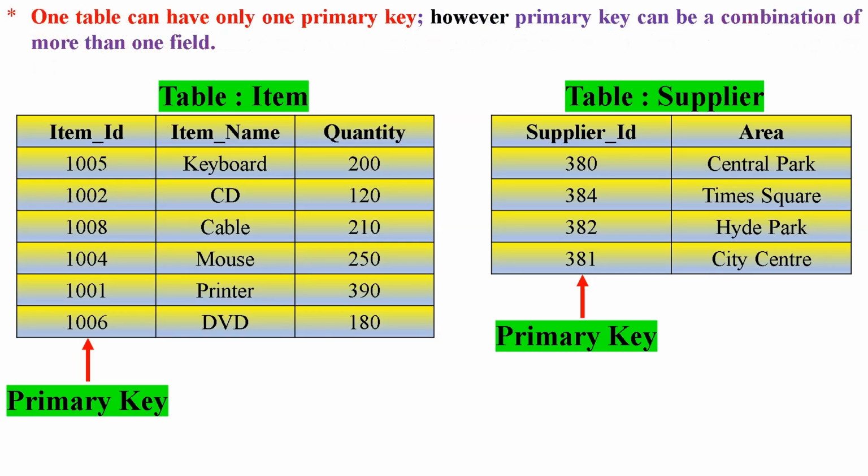One table can have only one primary key. Now, look at the table item. It can have only one primary key, item_id. Same way, look at the table supplier. It can have only one primary key, supplier_id. Now listen carefully. However, primary key can be a combination of more than one field. For example, roll_number along with admission_number can be combined together and can be declared as a primary key in the student table. In the given tables here, item_id is the primary key while supplier_id is the primary key in the table supplier.